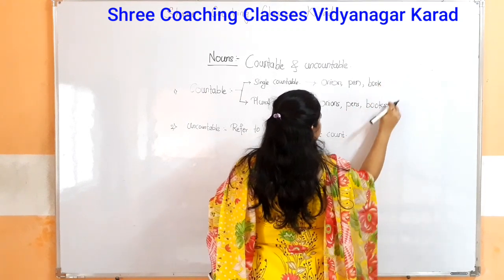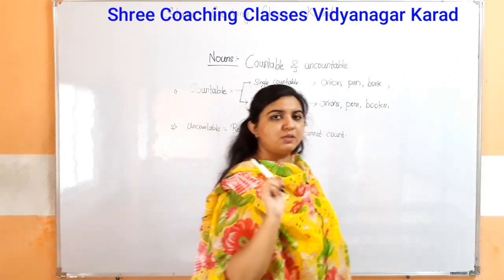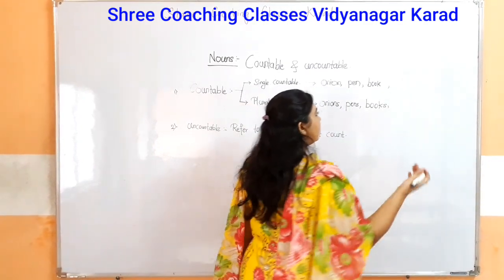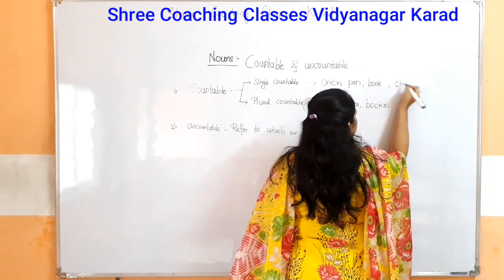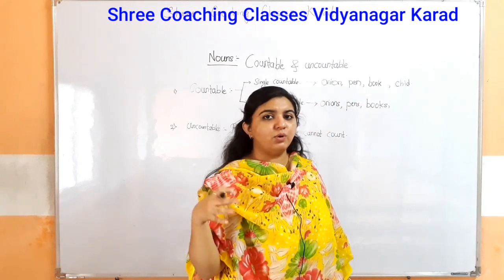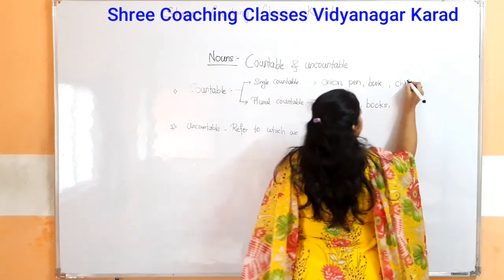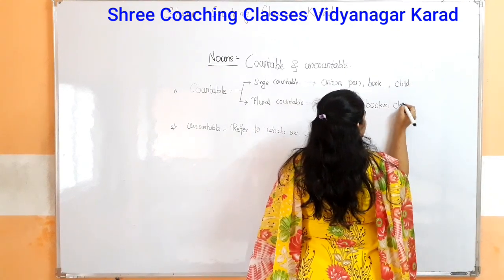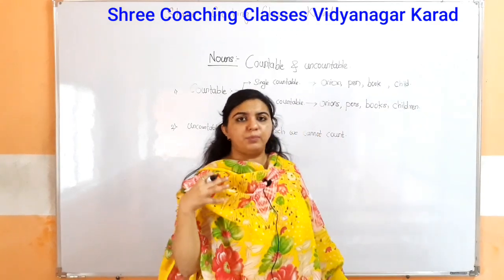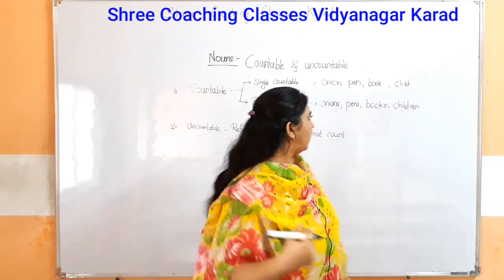Okay. And still one more example: if there is a single girl or a boy, we name it a child. And if there are many children, we don't call them childs, we call them children. This is also a perfect example for the singular countable and the plural countable.